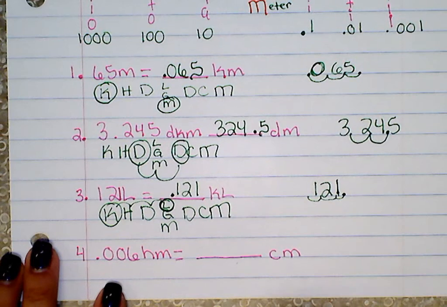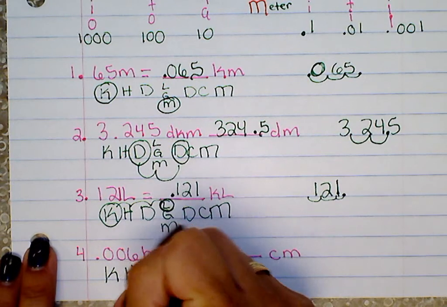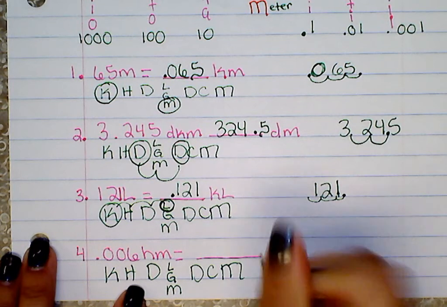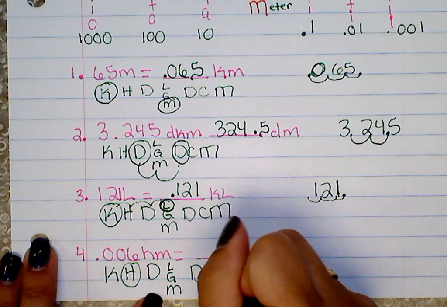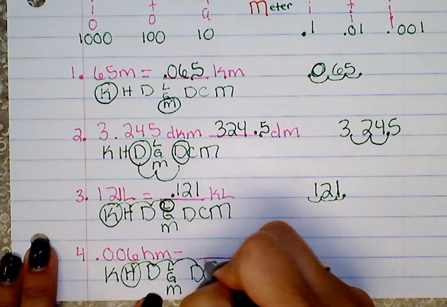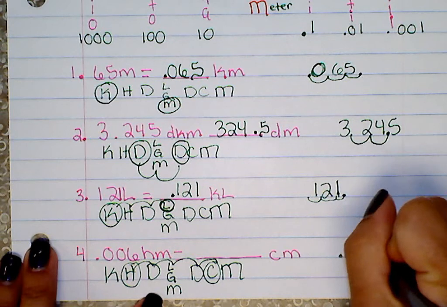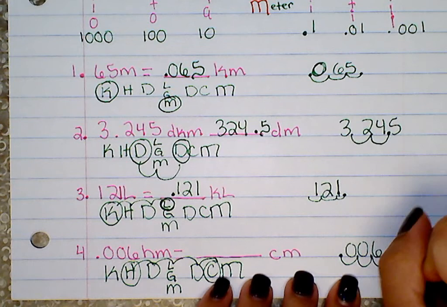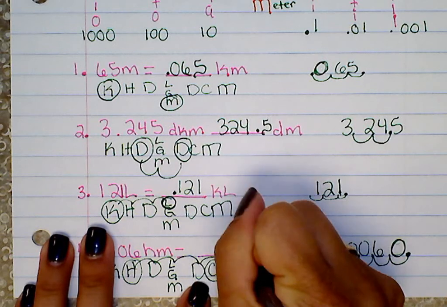And our last example, which you can stop the video and try on your own. We start out at hecto, and we end up here. And how many spaces do we go? 1, 2, 3, 4. So we move our decimal place 4 times to the right. 1, 2, 3, 4. And I add a 0, so then I get 60.